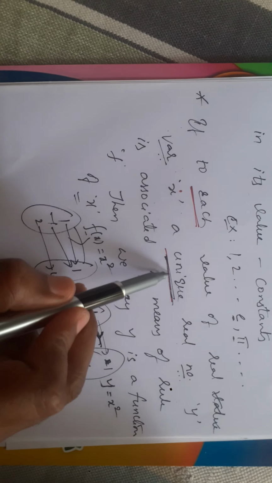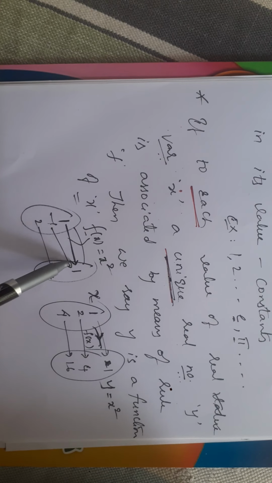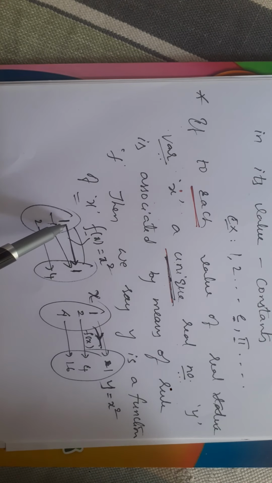So we use the word unique. Where will uniqueness appear? Here uniqueness will appear. Once 1 gets a value of 1 by the rule f of x equal to x square, it is 1 only, it cannot change. Once minus 1 gets minus 1 square, which is plus 1, this value will not change. This is a unique value.